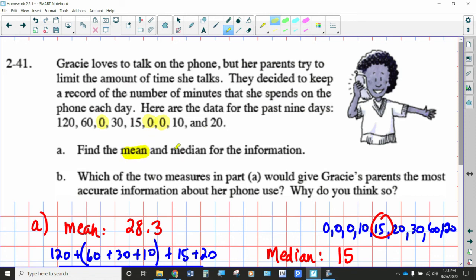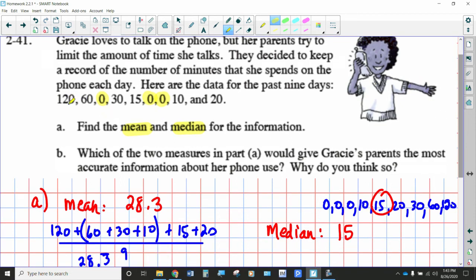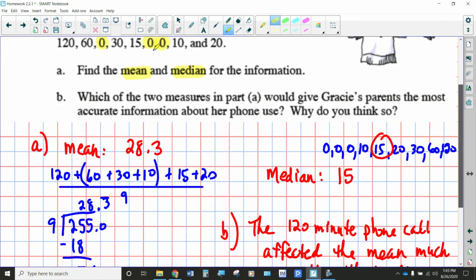So find the mean and the median. The mean, you add up all the numbers and divide by the number of numbers. So the total sum of all these numbers is 255 total minutes, and they collected data for 9 days, right? 1, 2, 3, 4, 5, 6, 7, 8, 9. So you take the total sum, divide it by 9, and you see that the mean is 28.3 minutes per call.